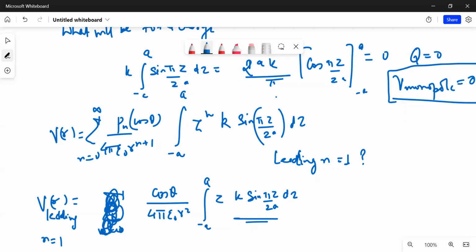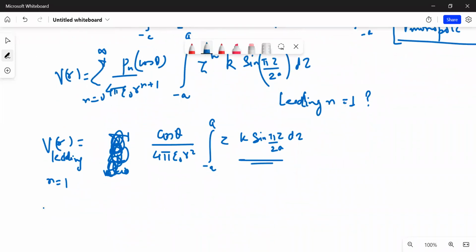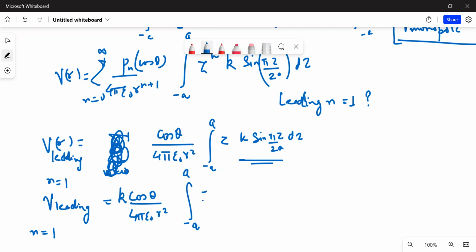So we were doing this integration, and I hope the things are clear to you. I think the leading term, for n equals 1, should give a non-zero contribution. Let us see. I'm writing cos theta upon 4 pi epsilon naught, and there would be an r squared term also. This is from minus a to a, so k would come out. Take k common: k times the integral from minus a to plus a of z sin(pi z upon 2a) dz. Let us write this as I1 and calculate it separately.